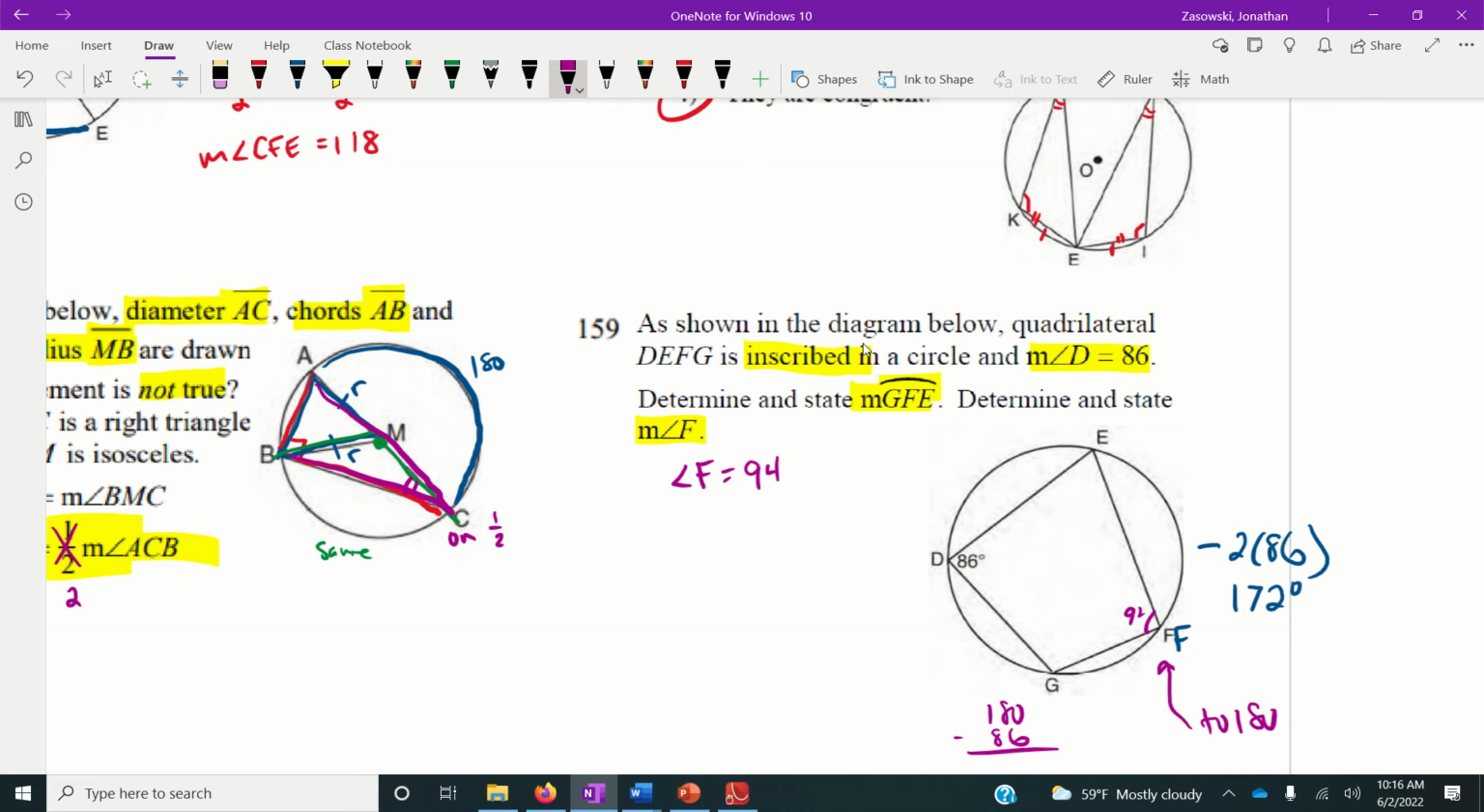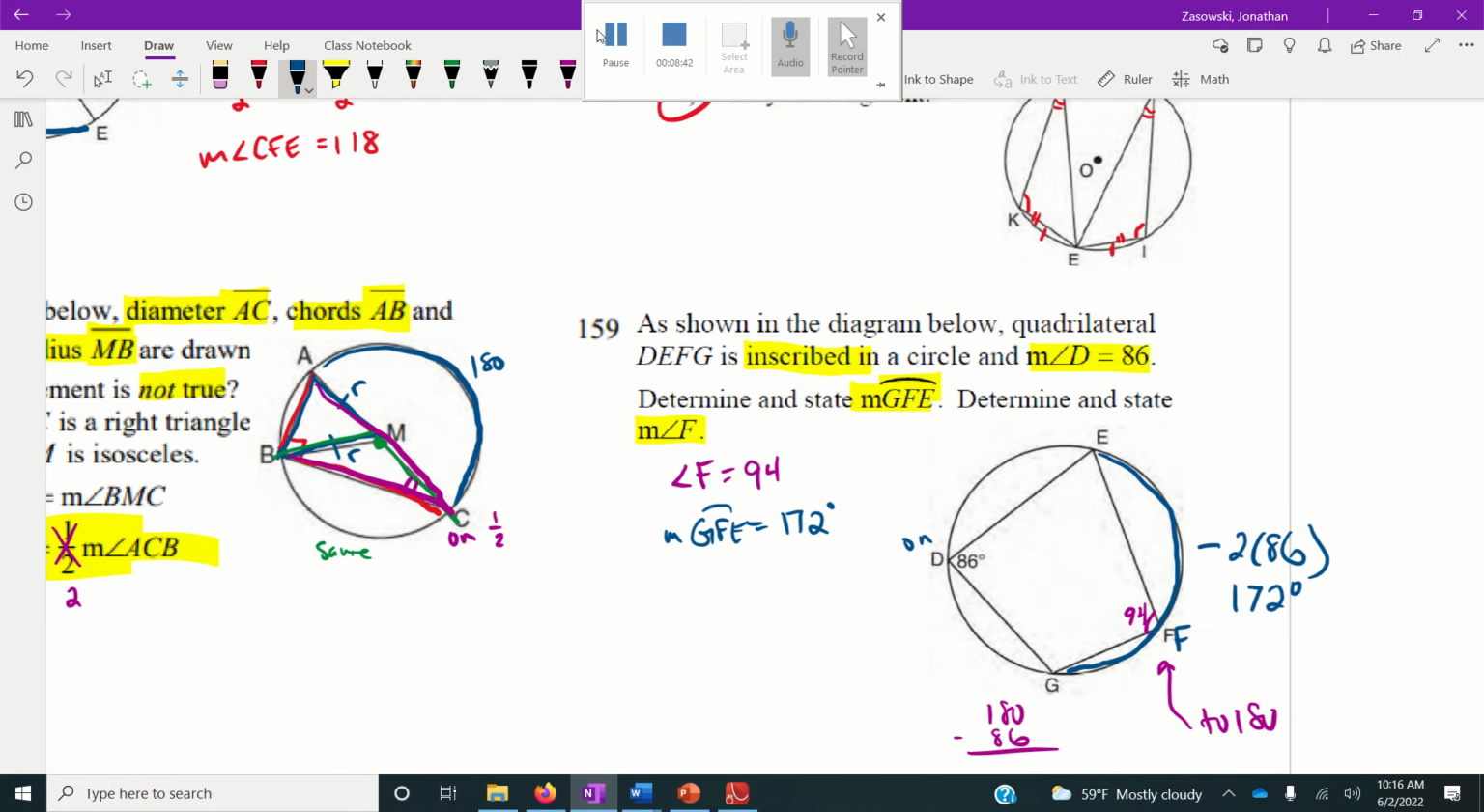Now, the second part is, what is the measure of arc GFE? So arc GFE is all the way over here. And since this angle is on the circle, it's half of the arc. So we're going to double the angle to get the arc. So the measure of arc GFE is going to equal 172 degrees.